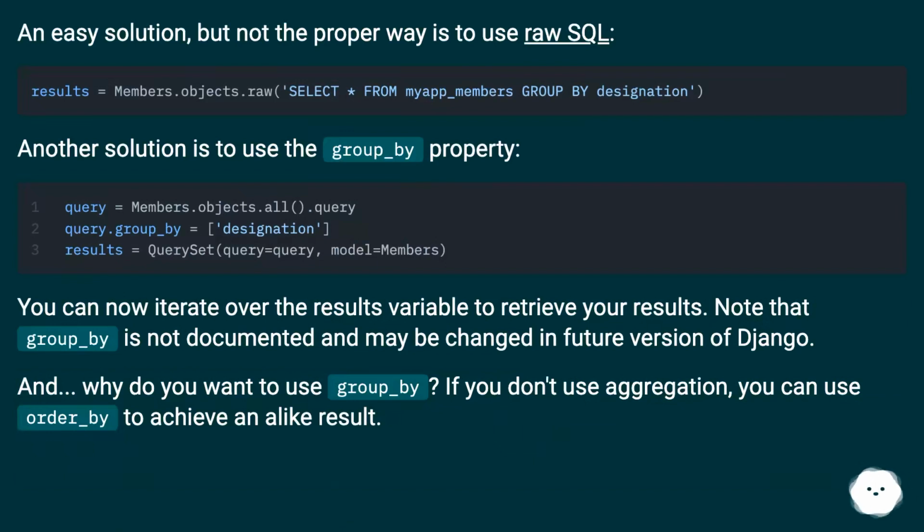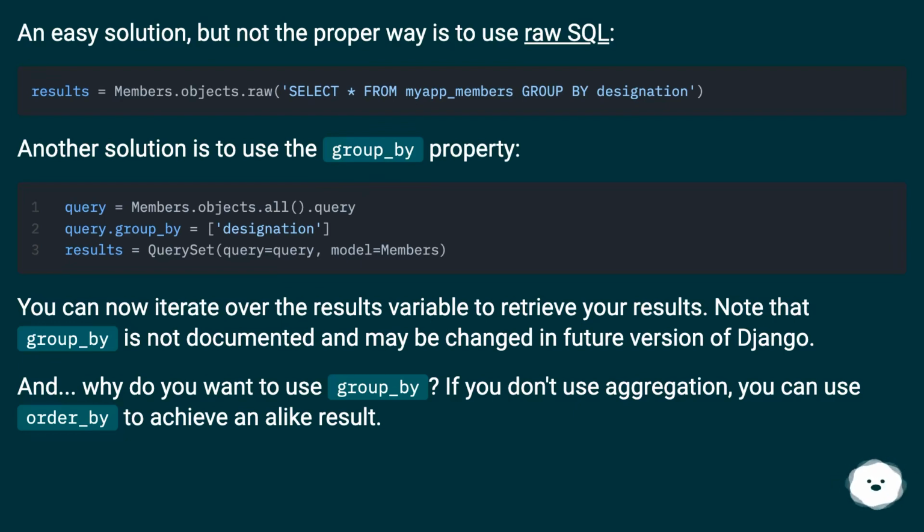An easy solution, but not the proper way, is to use raw SQL. Another solution is to use the group_by property. You can now iterate over the results variable to retrieve your results. Note that group_by is not documented, and may be changed in future versions of Django.